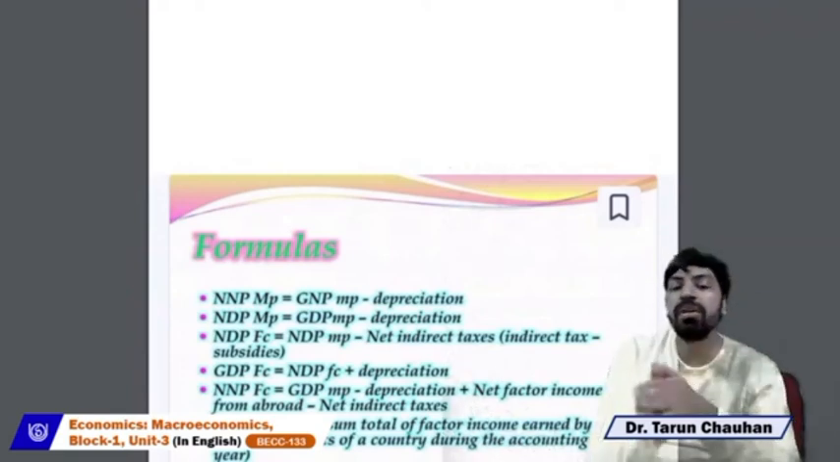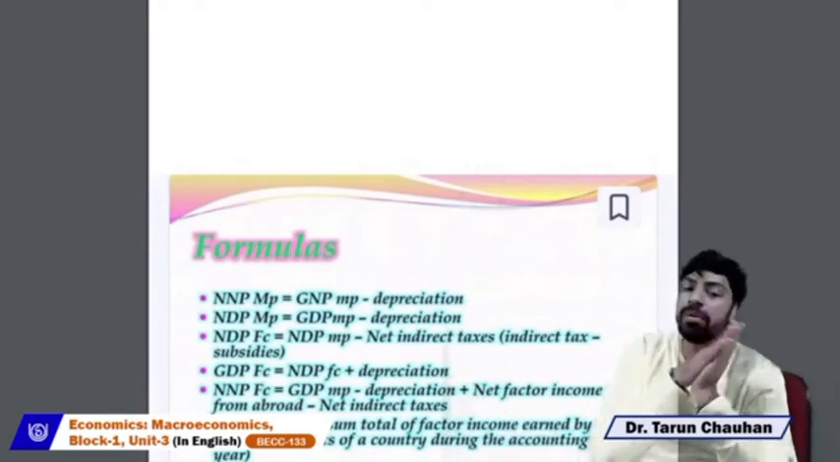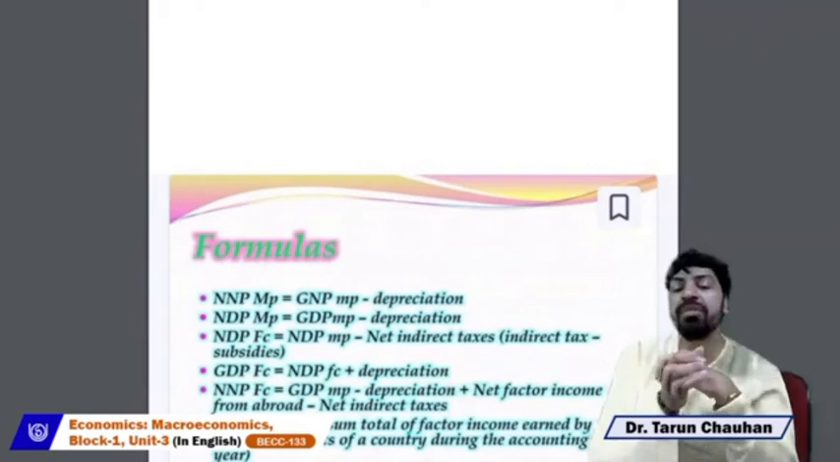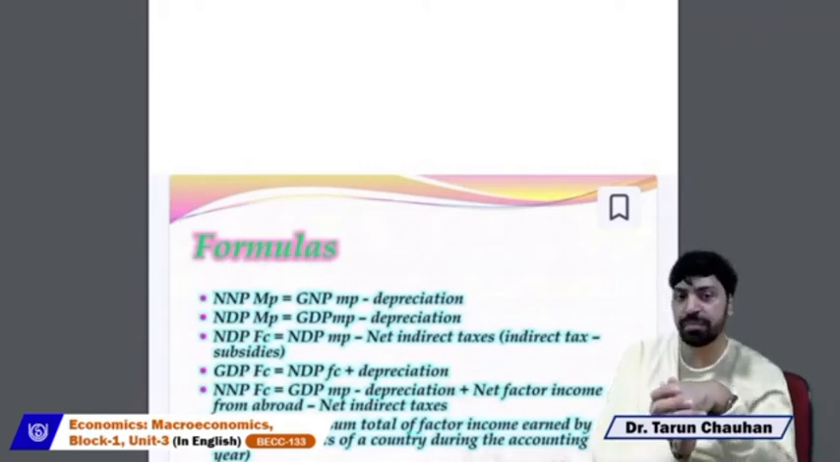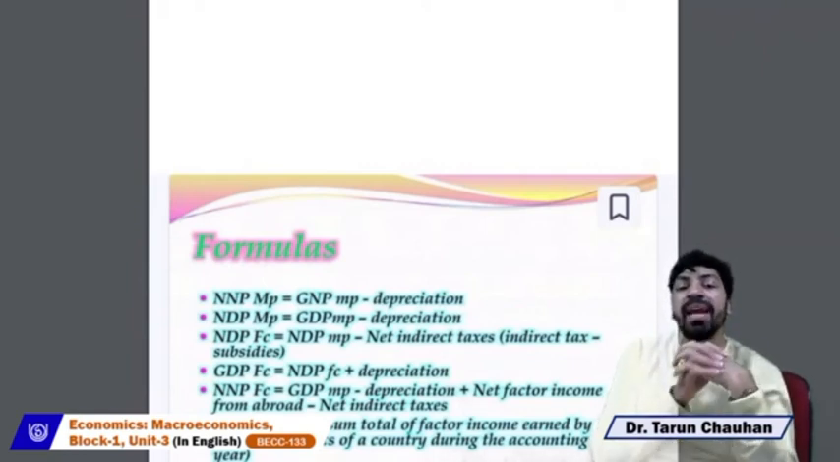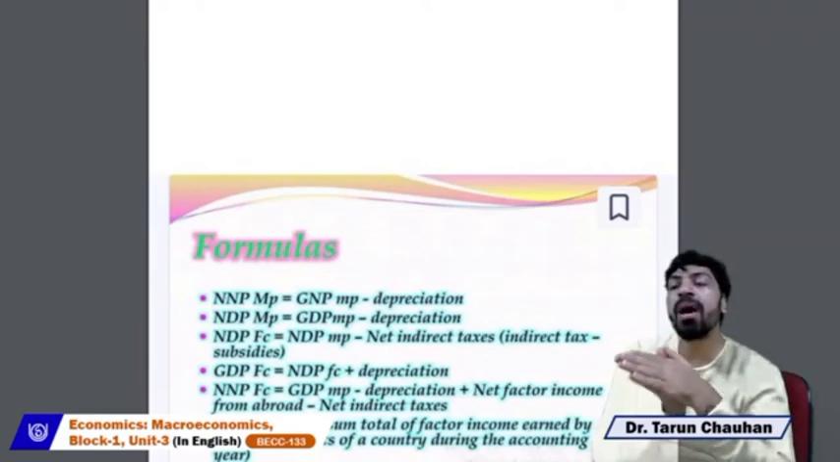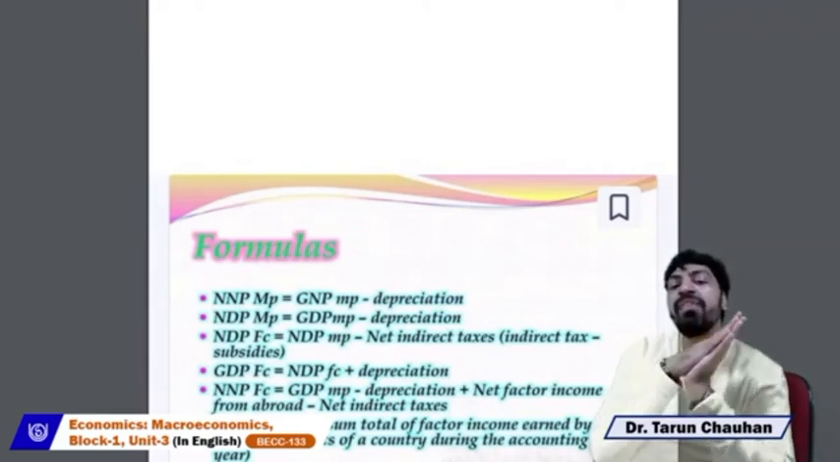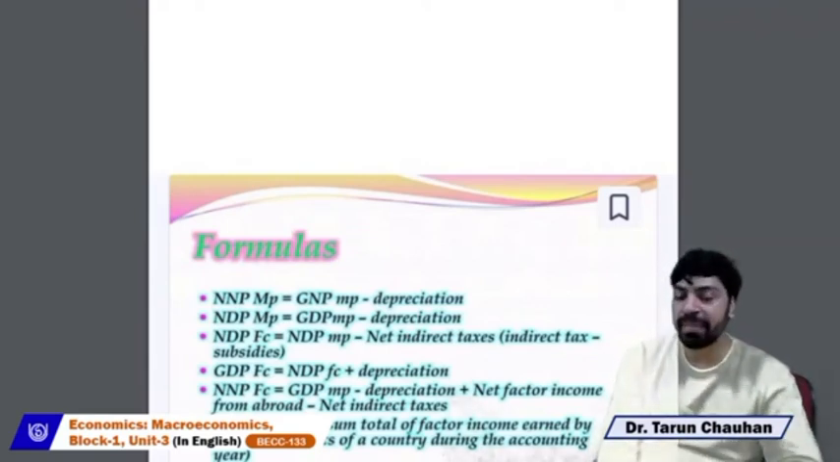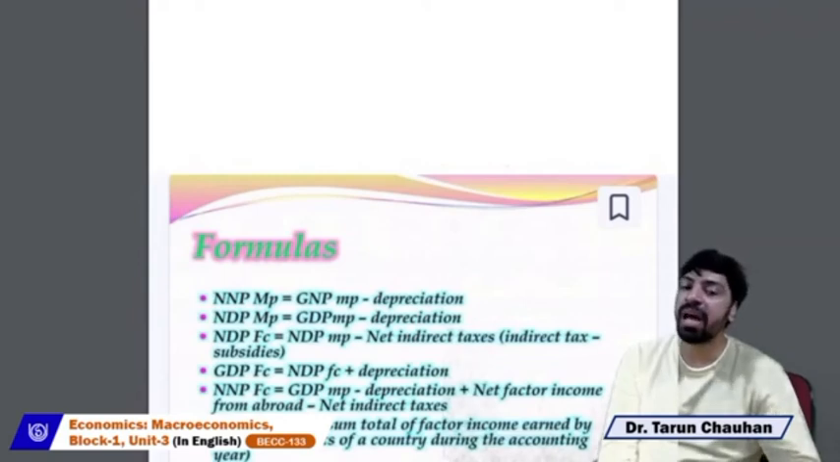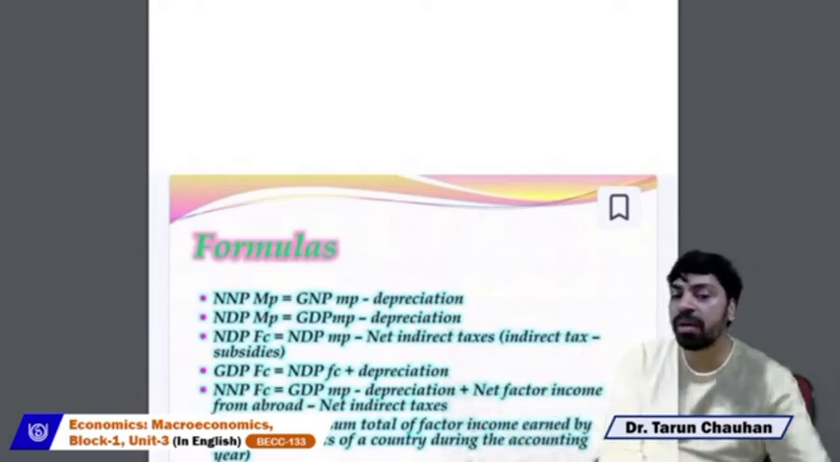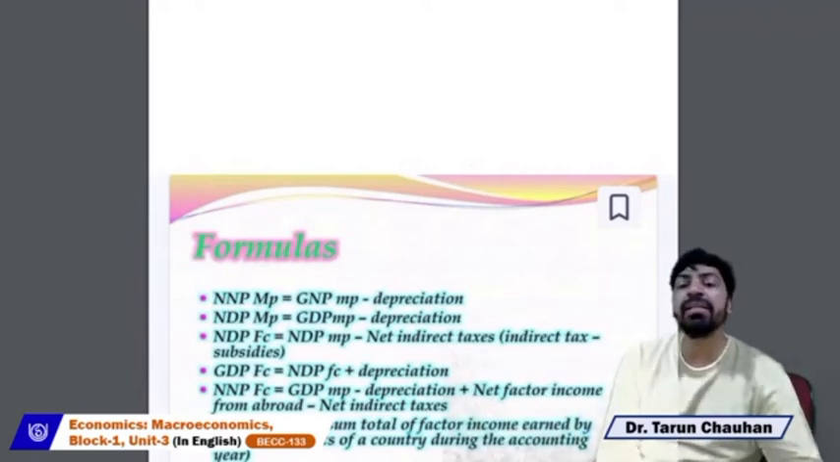So when you go from gross to net, you have to deduct depreciation, right? When you go from market price to factor cost, that means you have to deduct the net indirect taxes. So what would be the formula for net indirect taxes? Indirect taxes minus subsidies.